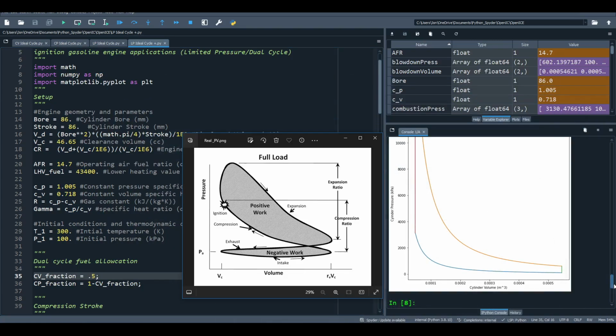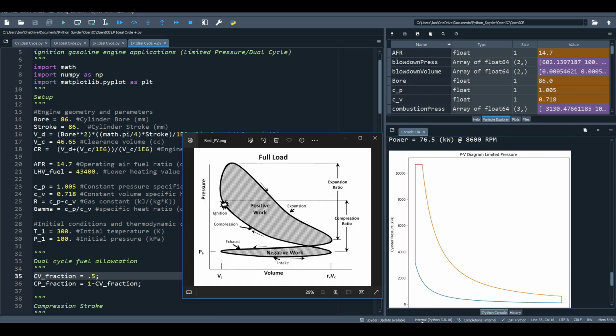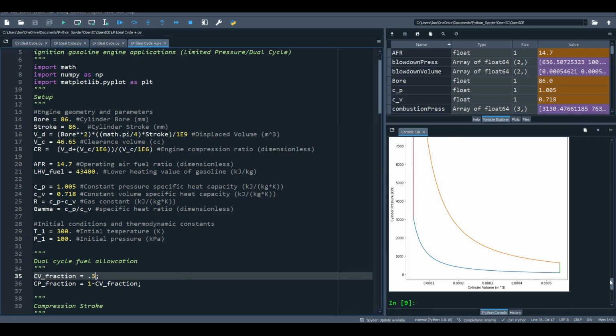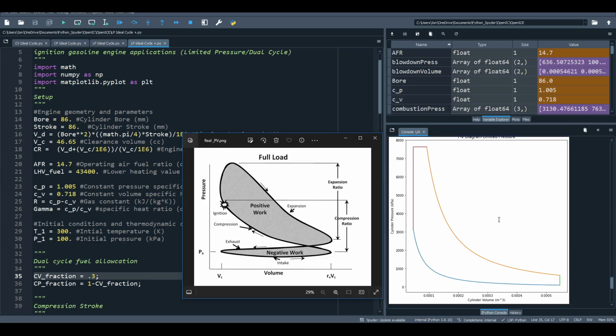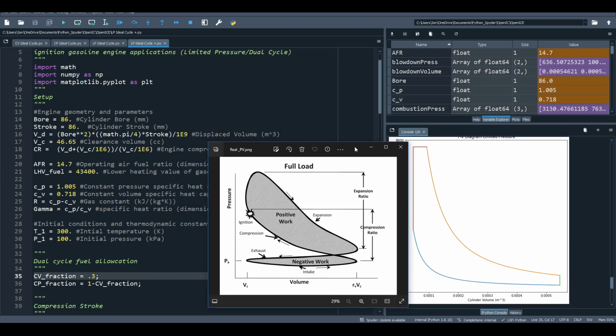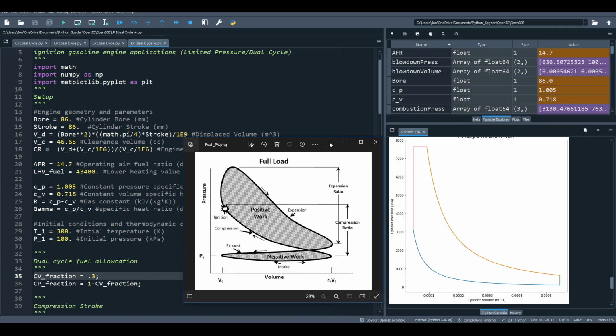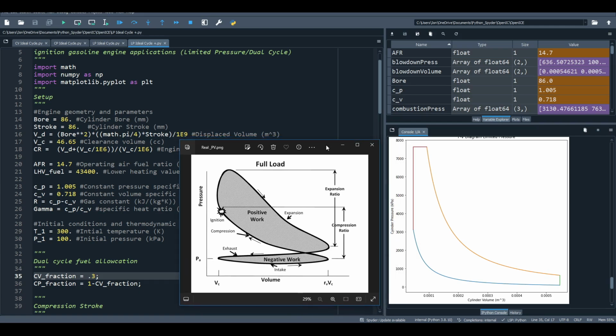So this looks a little bit more reasonable. We could maybe even have a little more constant pressure fraction. So let's say we are at 0.3 on the constant pressure fraction, or constant volume. There, you're starting to look a little more realistic in terms of what that cycle actually looks like. So that's one thing that we can tune to give us a lot more realism on the limited pressure cycle that we couldn't do with either of the previous cycles.